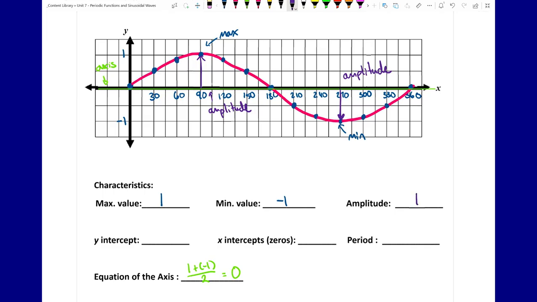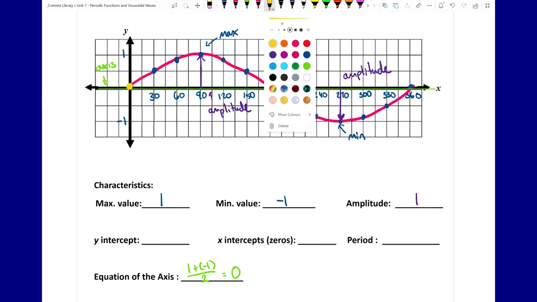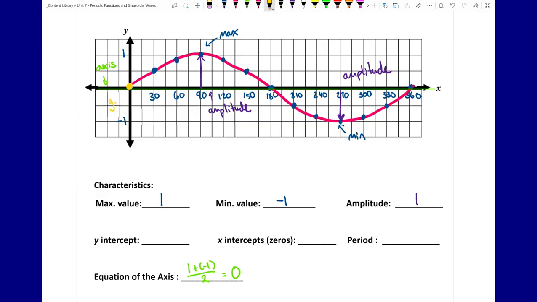Our y-intercept, where does it cross the y-axis? Well, it crosses the y-axis right here. This is our y-intercept. So our y-intercept is 0.